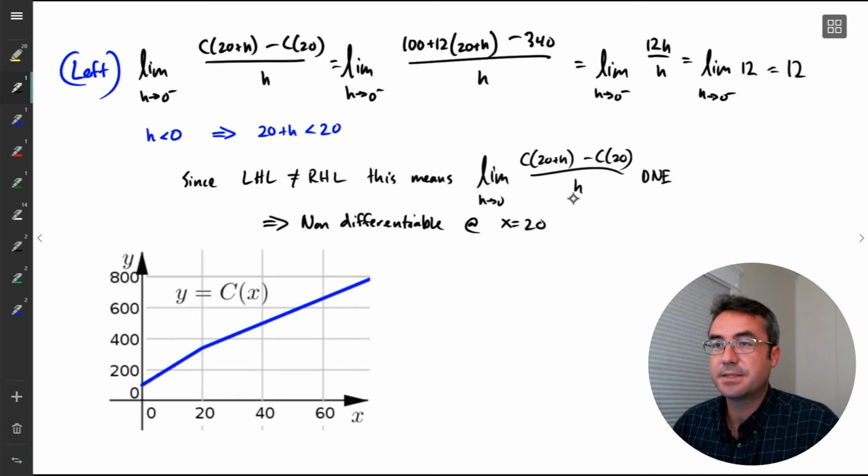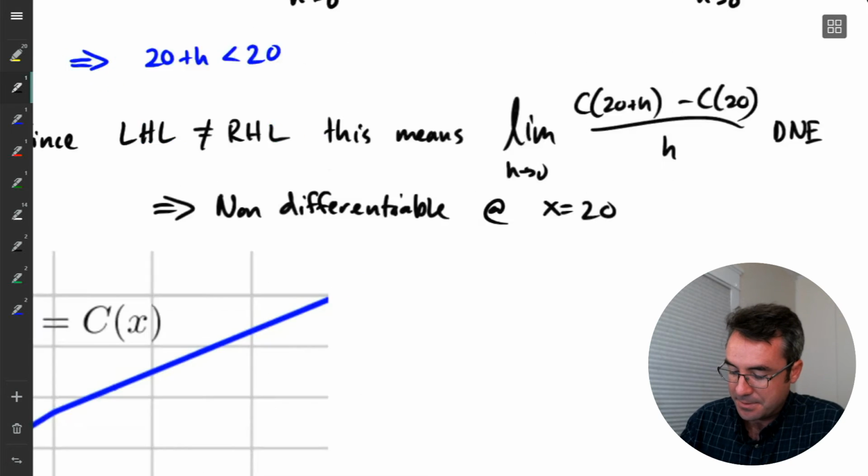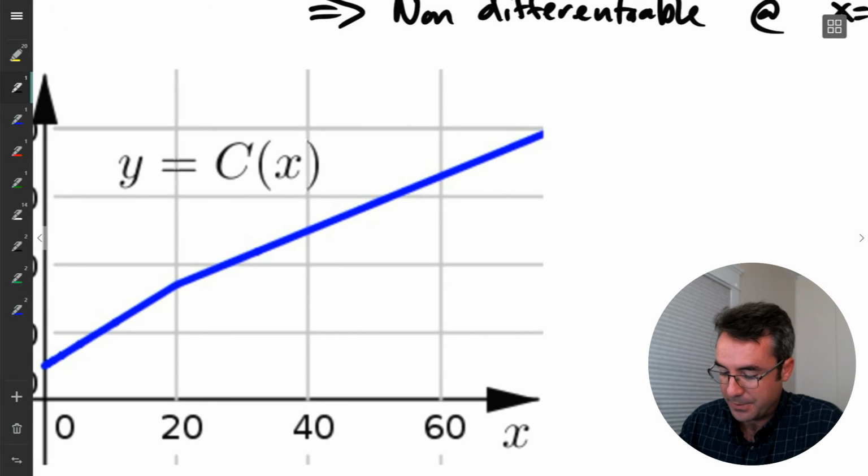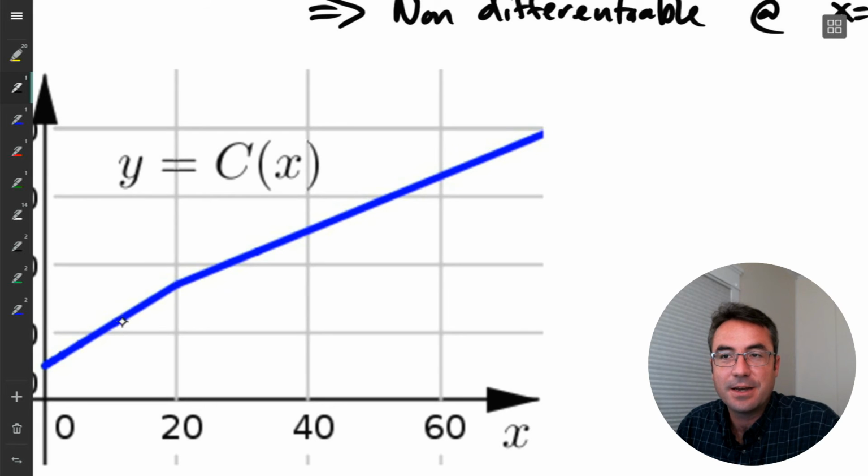So since that limit did not exist, we did the left and right hand limits separately, and found they weren't equal. That limit did not exist, which means our function is non-differentiable at x equals 20. And if we look at the graph, you can kind of see it might be slight, but if we were to zoom in at x equals 20 there, there's a kind of sudden change in the slope. Now it's not as sudden as some of the other examples that we've looked at, but there's a slight corner here. It's not a gradual change. It's not a rounded edge here. It's a slight corner.